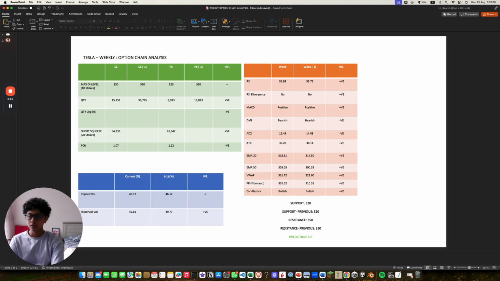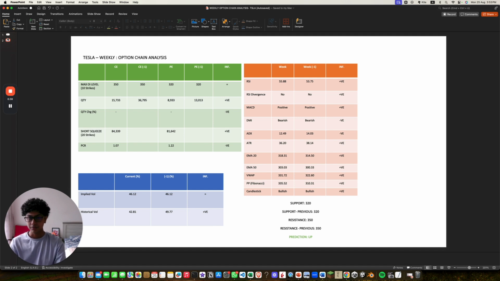The max OI levels are the same for CE and PE, but the quantity is higher for CE, so that's positive. Quantity change is lower for both. Well, they both decrease, but the PE decreased less, so that's actually negative in this case. Short squeeze is higher for CE, that's positive. PCR is above 1, that's negative. Implied volatility is the same, and historical volatility is lower, that's positive.